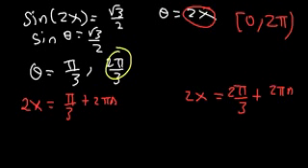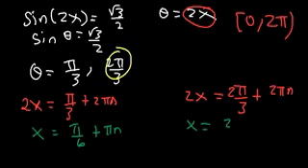So now what we're going to do is solve for x, divide everything by 2. So pi over 3, if you divide it by 2, basically you need to multiply the denominator by 2. Dividing by 2 is the same as multiplying by 1/2, so it becomes pi over 6. And 2 pi over 2 is just pi, so plus pi n.